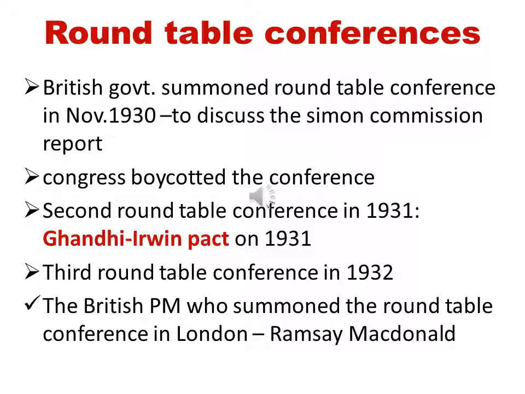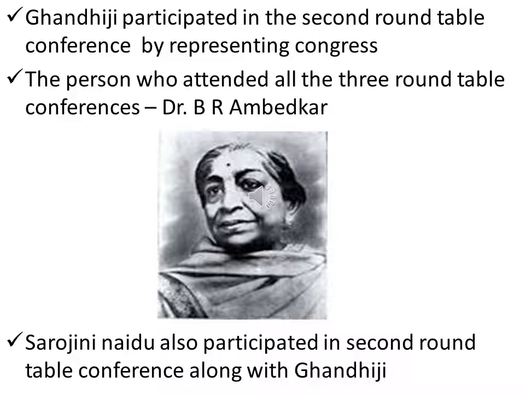And the third Round Table Conference happened in 1932. The other important thing that you want to remember is that the British Prime Minister who summoned the Round Table Conference in London was Ramsay MacDonald. Please keep in mind that Gandhiji participated in the second Round Table Conference, and the Gandhi-Irwin Pact was in 1931. And the person who attended all three Round Table Conferences was Dr. B.R. Ambedkar. And Sarojini Naidu also participated in the second Round Table Conference along with Gandhiji.